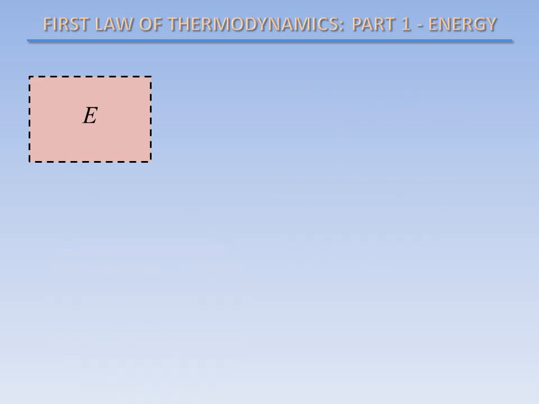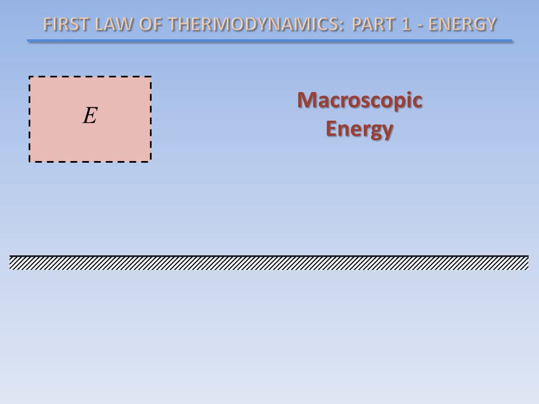Now we'll look at the various forms of macroscopic energy. Macroscopic forms of energy are those which a system possesses as a whole with respect to some outside reference frame. For example, the entire system may be moving at some velocity v, and will therefore have some kinetic energy associated with it.